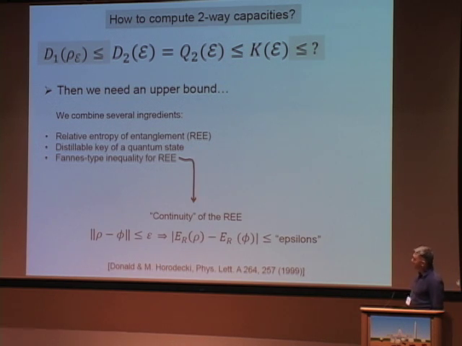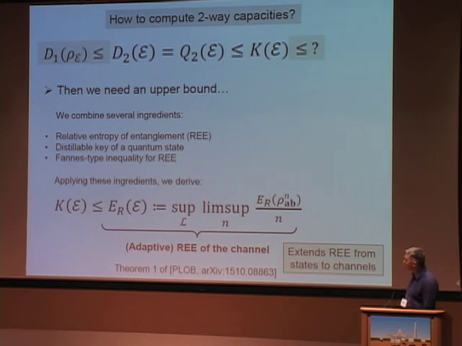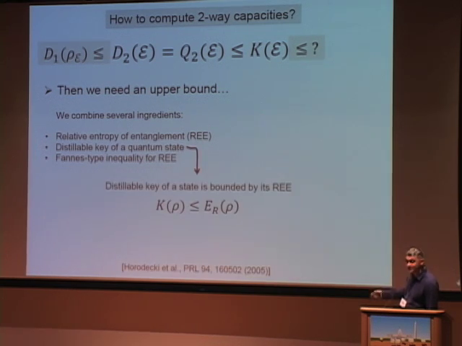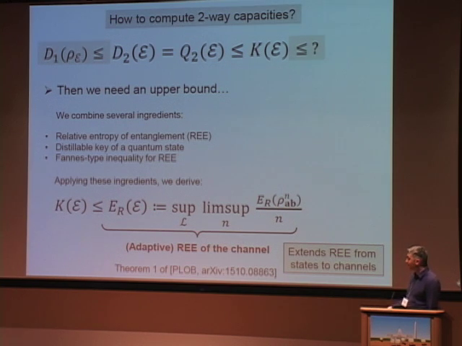And then we have another result, which is a sort of continuity for relative entropy of entanglement. If you have two states which are epsilon close, their relative entropy of entanglement is also close. So you put all these ingredients together, and you find an upper bound. We wanted something here, remember? So we found an upper bound in terms of the relative entropy of entanglement. It's a sort of extension of the relative entropy of entanglement from states to channels. In fact, this quantity depends only on the channel. So it's similar to that bound, but not for states, for channels, for any channel.